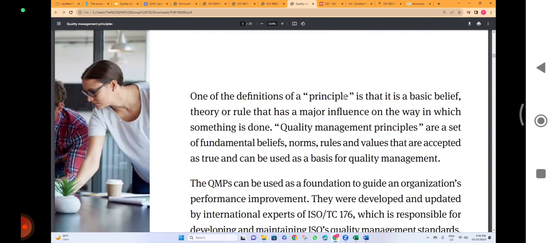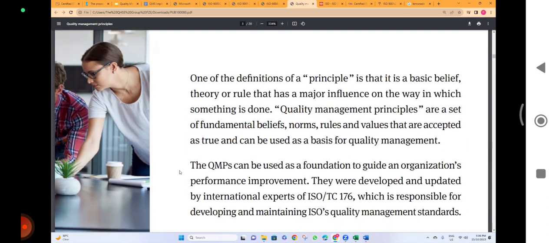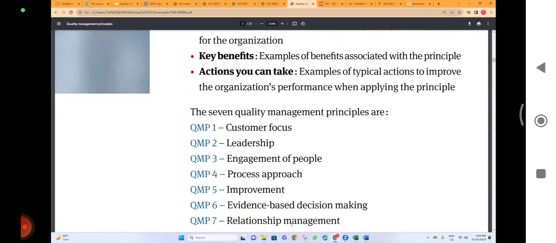Because these quality management principles are a set of fundamental beliefs, norms, rules, and values that are accepted as true and can be used as a basis for quality management. With that being said, everything that you see in ISO 9001, the end game is to make sure that these quality management principles, these fundamental beliefs, norms, and values, can also be integrated in your organization. And these are the quality management principles.